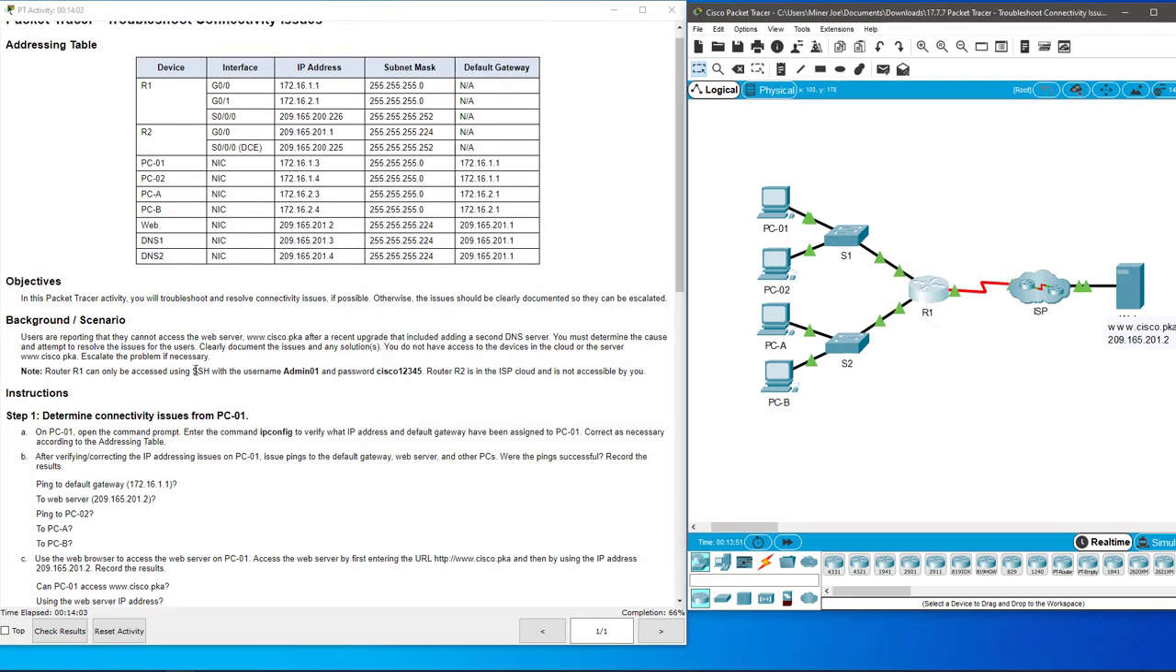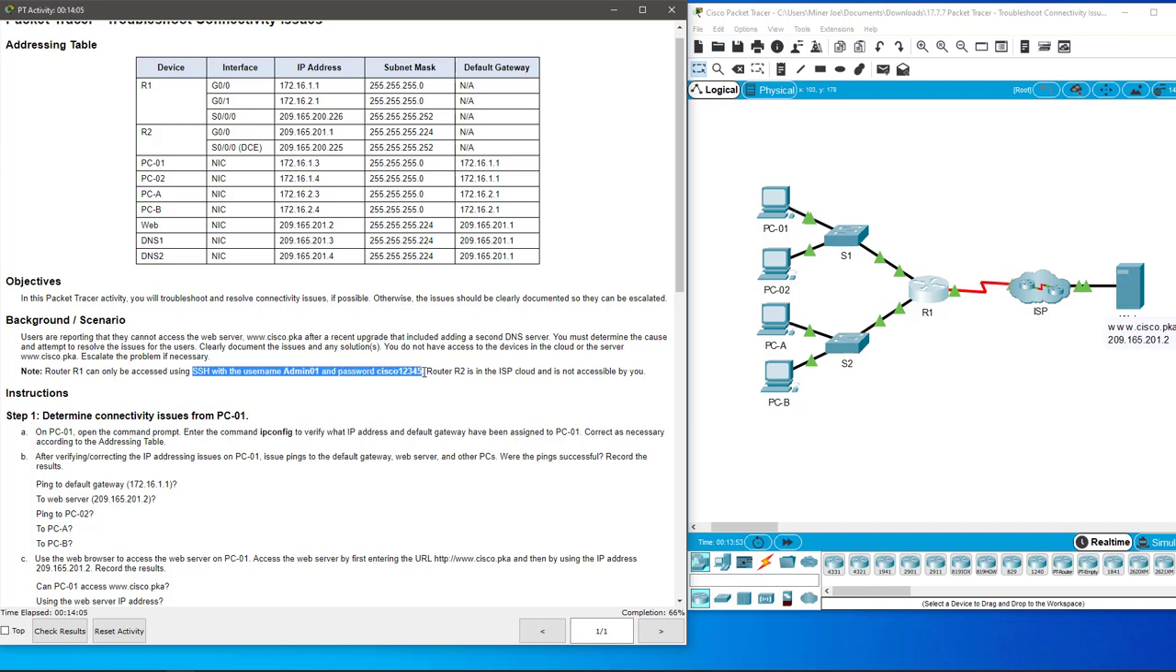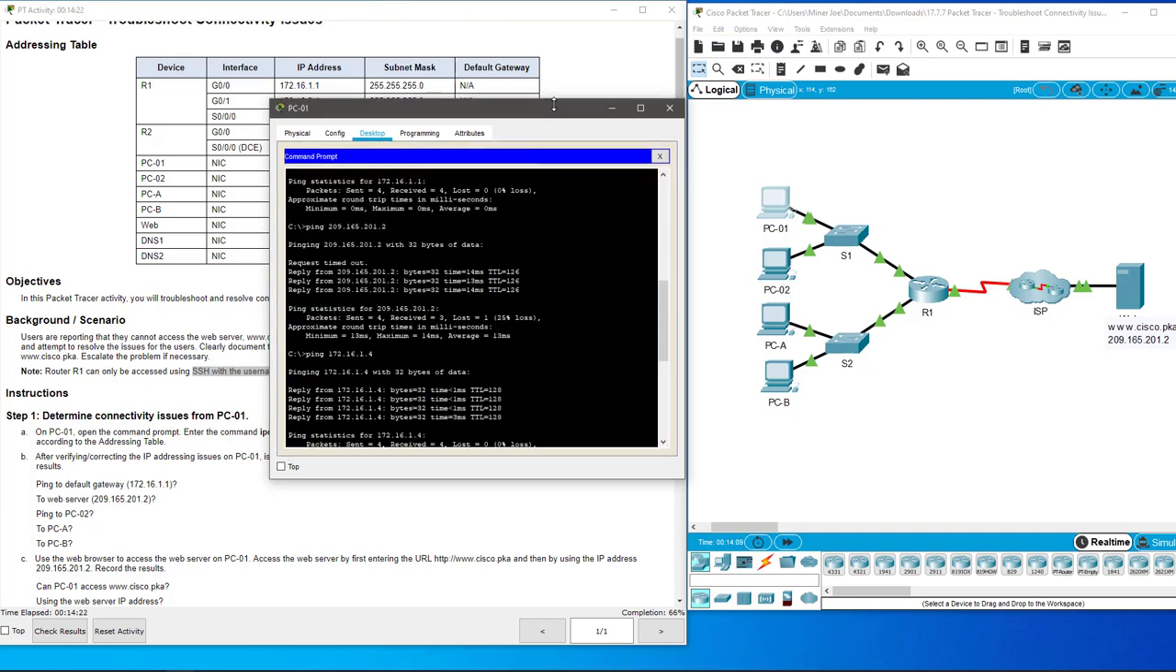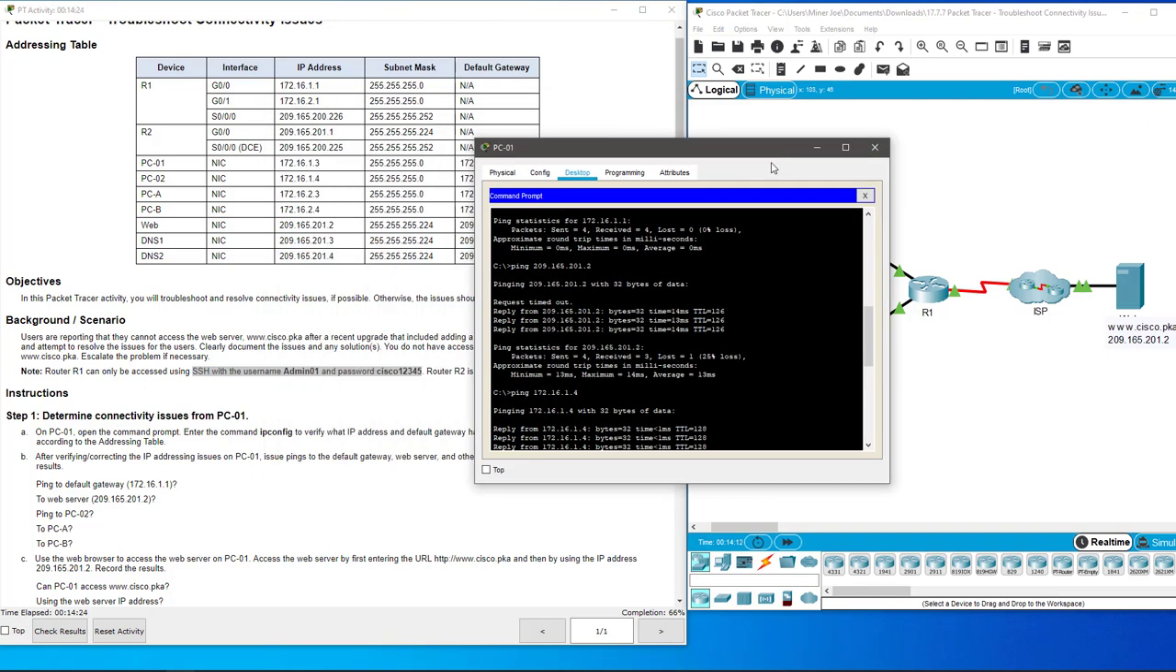If you remember way back at the beginning, we said if you want to get into this, you're going to have to SSH in through a device. Well, from A and B, we can't SSH in because we can't get to it. So we're going to go to PC1 or PC2. No big deal. The IP address is the default gateway, so it'll be 172.16.1.1.